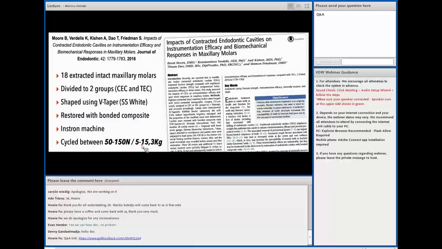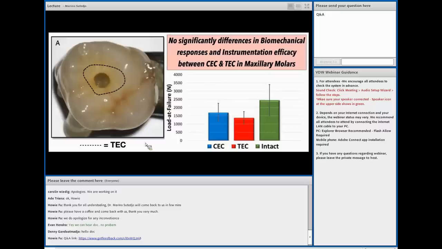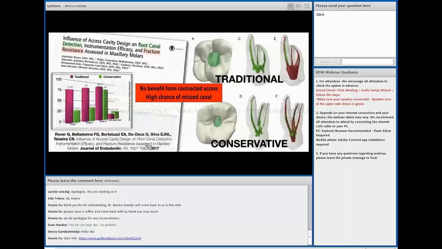And what is the result? There were no significant differences in the biomechanical responses between the contracted and the traditional access cavity in the maxillary molar. So it means that whatever you do with your access cavity, actually there is not that much difference.